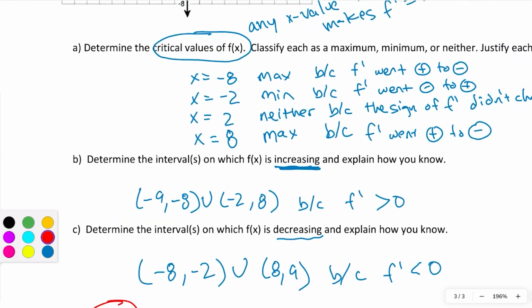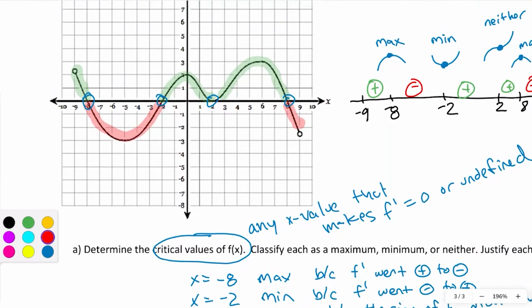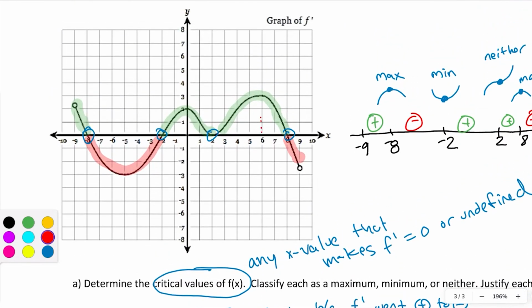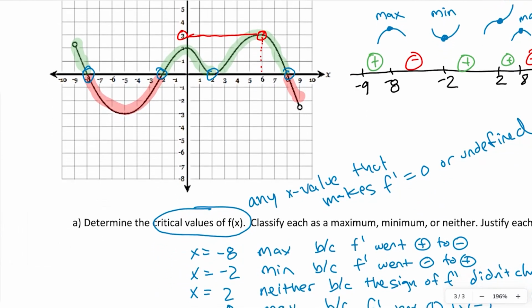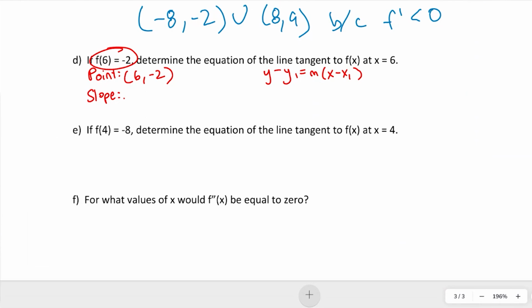Let's scroll back up and see what's going on when x is 6. Now, when x is 6 here, we can see that the derivative's value is 3. So that means the slope of f, since this is f prime, is 3 when x is 6. So the slope is 3, and now we can write our equation. Y plus 2 equals 3 times x minus 6.